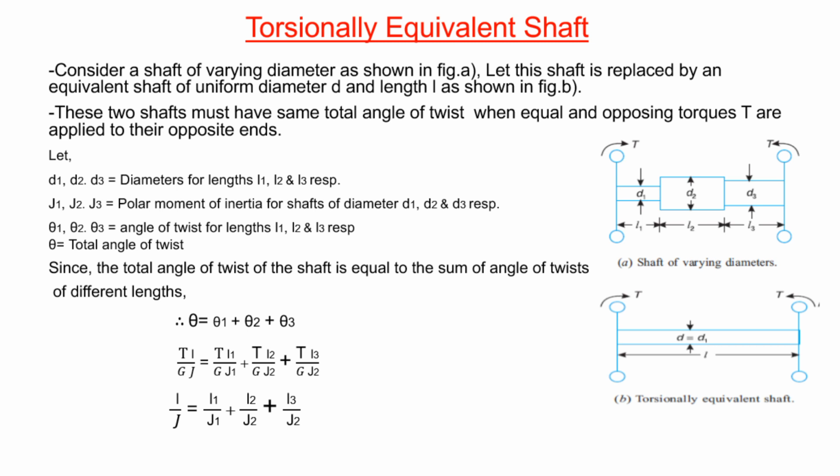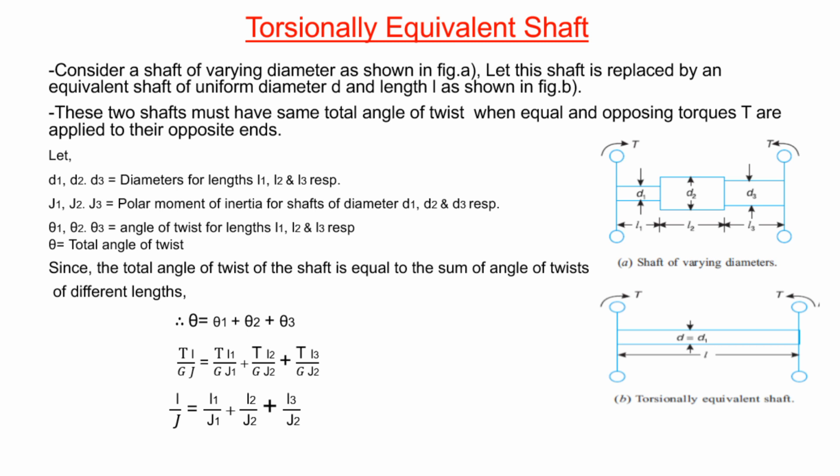Sum of angle of twist of different lengths. That is, I can write theta is equal to theta 1 plus theta 2 plus theta 3. Now this theta I can write as tau by L upon G into J, because we know that tau by theta is equal to GJ by L. Same we have rearranged it as tau into L divided by G into J.